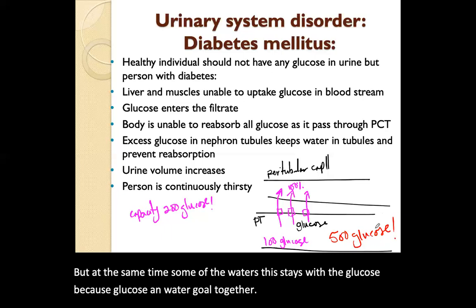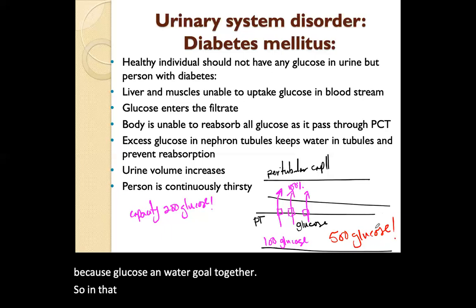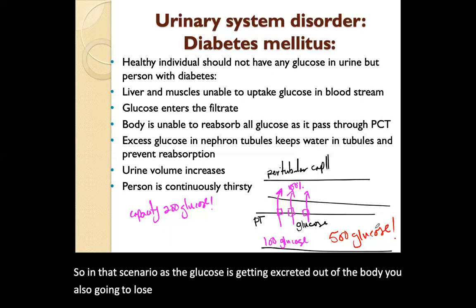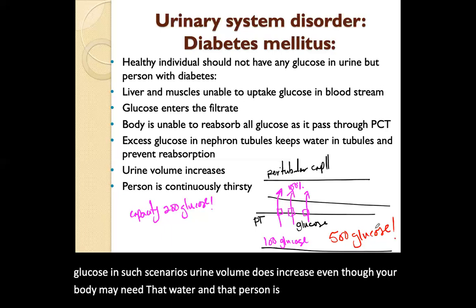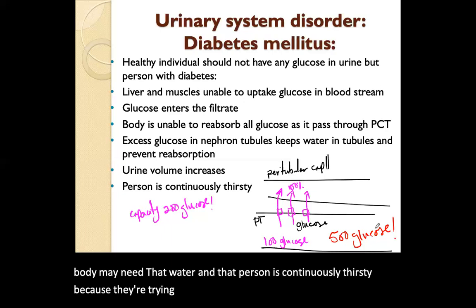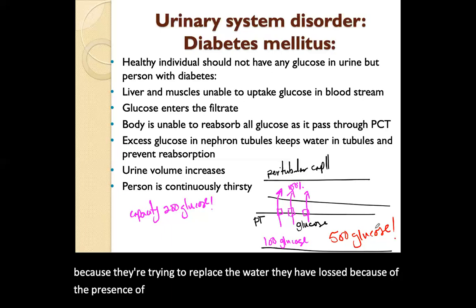So in that scenario, as the glucose is getting excreted out of the body, you're also going to lose excess amount of water because water is staying with glucose. In such scenarios, urine volume does increase even though your body may need that water. And that person is continuously thirsty because they're trying to replace the water they have lost because of the presence of glucose in the urinary system.